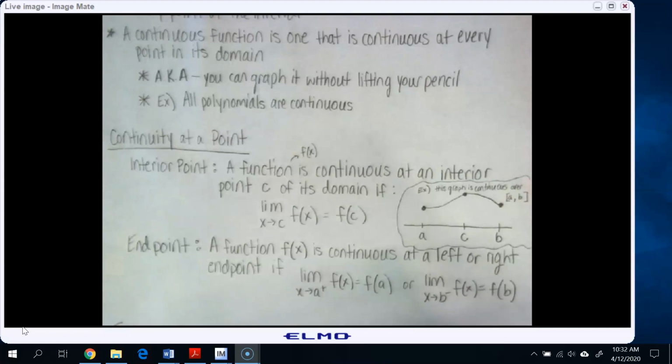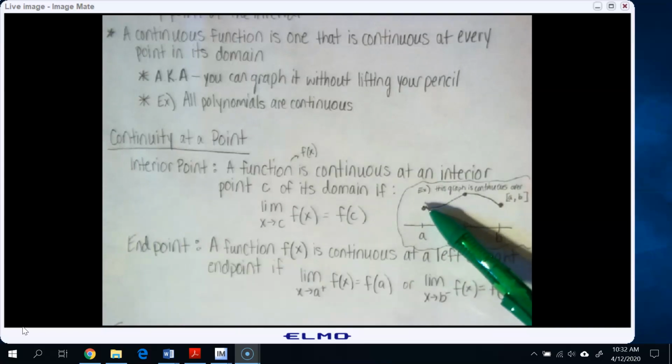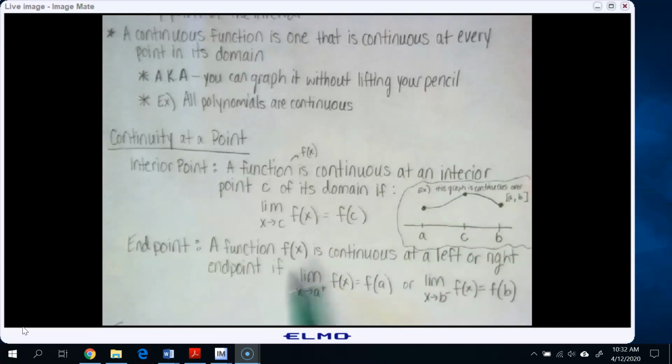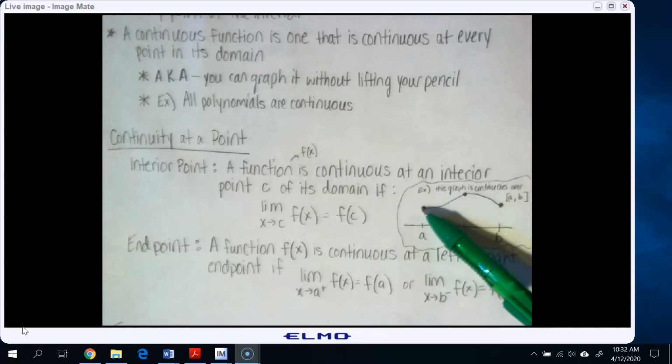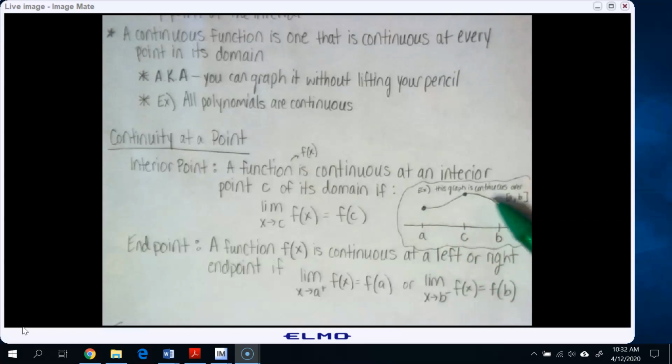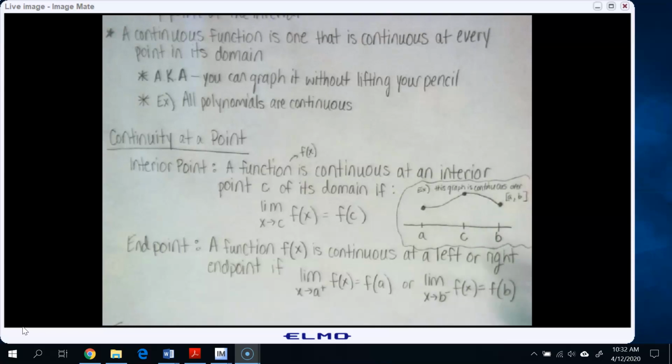It's a very similar definition for endpoints. The only difference is that at an endpoint there is no two-sided limit, there's only a one-sided limit. So a function f of x is continuous at a left or right endpoint if the limit as x approaches a from the right is equal to f of a, and the same thing on the right endpoint: if the limit as x approaches b from the left is equal to f of b. Basically, if these limits match up with the actual point, that's how you know it's continuous.